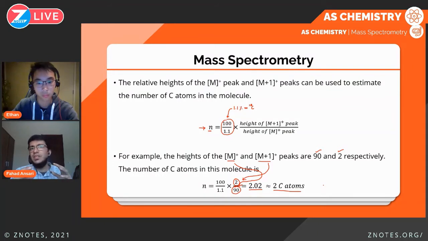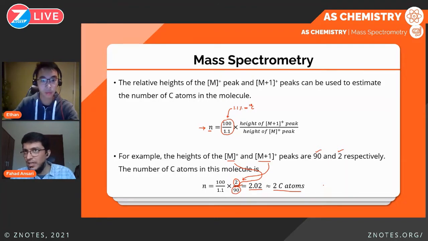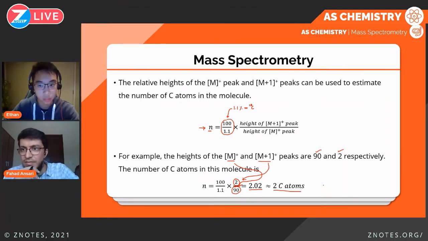Now, remember, this formula only works for organic molecules that have 3 or fewer carbon atoms. But in past paper questions, this kind of question can go up to 5 or 6 carbon atoms as well. So don't be alarmed. This is just a rough idea of the number of carbon atoms. It's not an exact formula, but it's good enough for AS chemistry purposes.